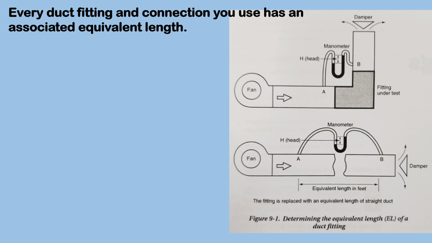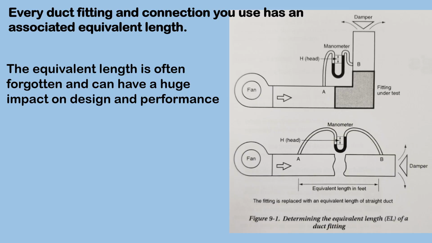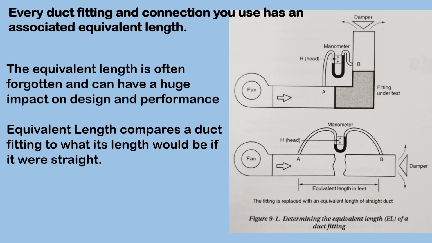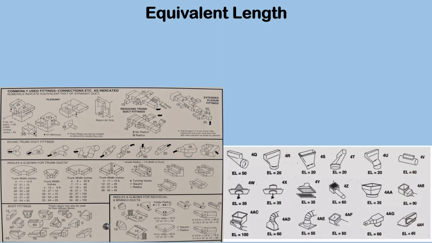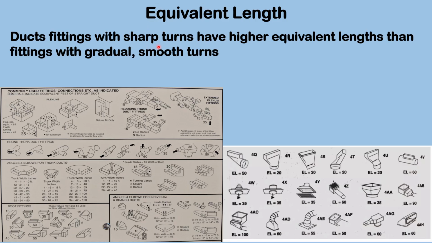Every duct fitting and connection you use has an associated equivalent length, which is usually the forgotten thing, but it has a huge impact on design and performance. Equivalent length compares a duct fitting to what its length would be if it was straight, and it also describes the pressure loss in a duct fitting that would be comparable to a length of straight duct. Okay, so here we're talking about equivalent length. Again, duct fittings with sharp turns have higher equivalent lengths than fittings with gradual smooth turns.